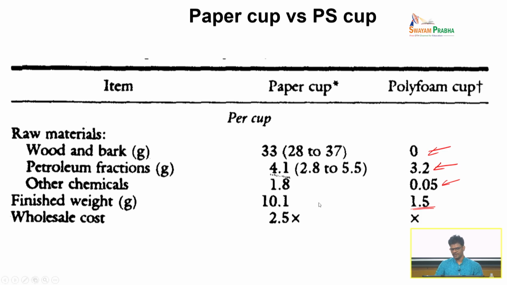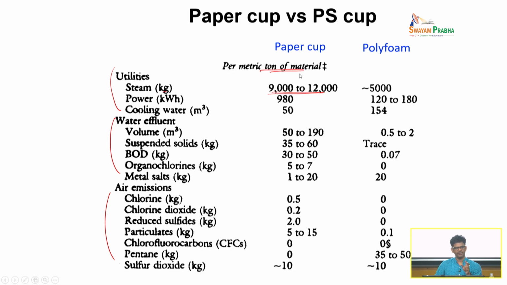So, that means for equal mass, you can actually make 6 times more cups in the case of polystyrene versus paper, because the weight ratio is 1.5 to 10. Even though here we compare on a kilogram or ton basis, this is not based on the number. If you compare by number, polyfoam cups could be made 6 times more than paper cups, but in any case, this is based on per metric ton of the material, not per ton of cups.